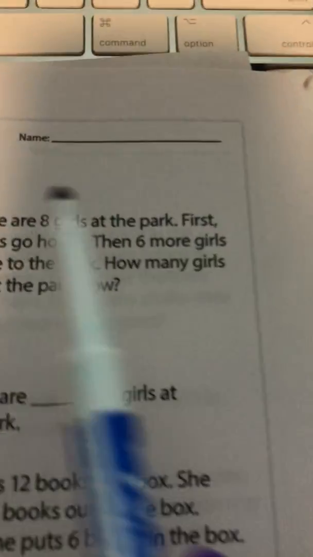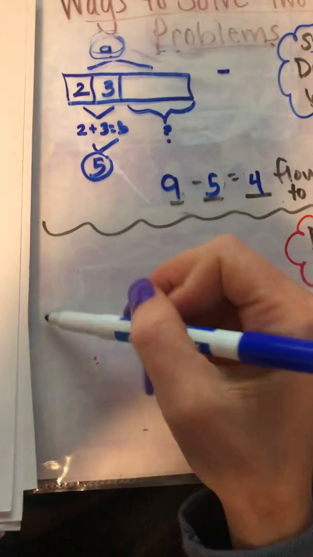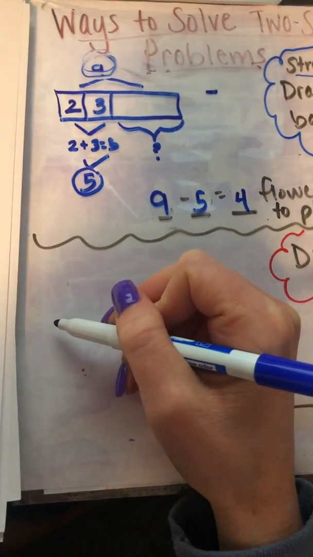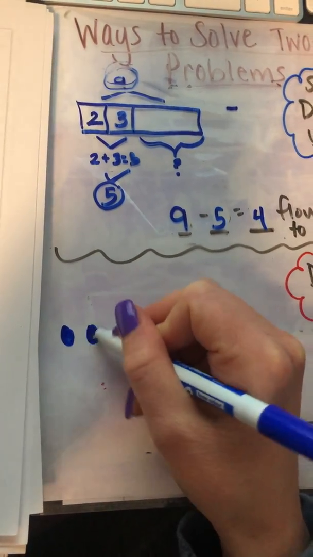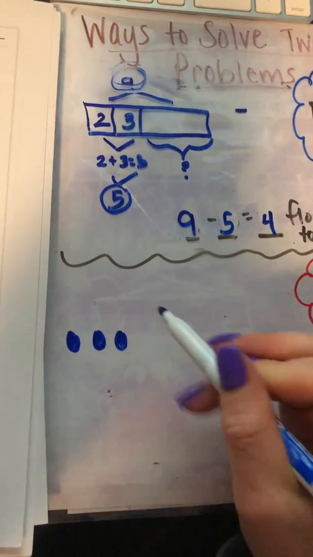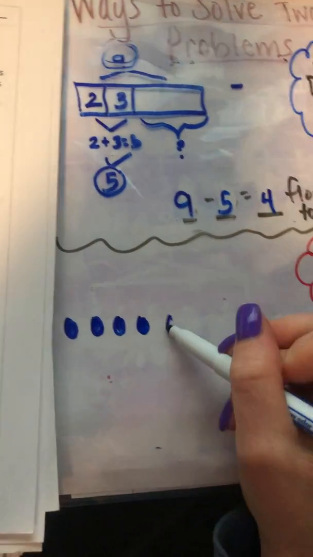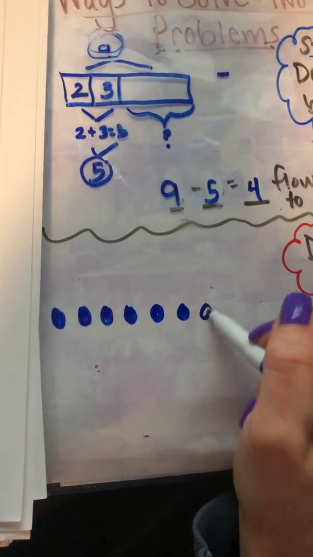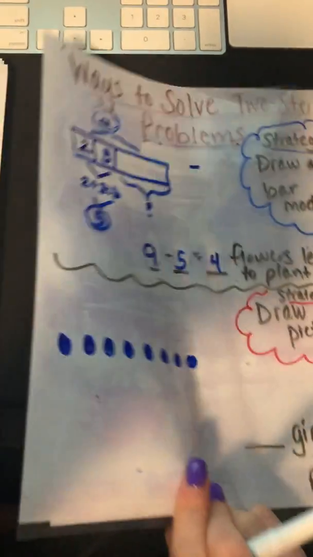So the information we do know that we can draw is that there are 8 girls at the park right now. So I'm just going to, instead of drawing girls, that's going to take too long. I want to work quickly. I'm going to use dots for the girls. So I need 8. 1, 2, 3, 4, 5, 6, 7, 8. That was much faster than drawing pictures of girls.